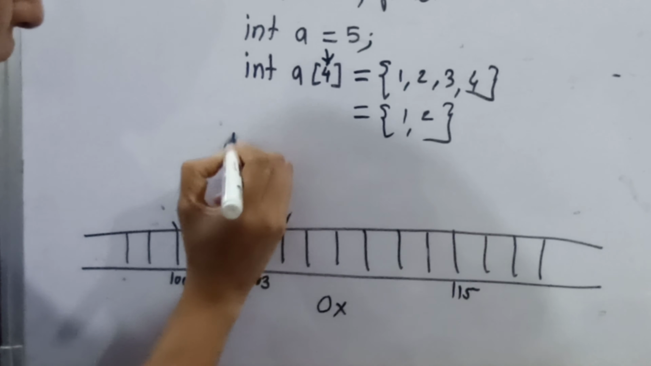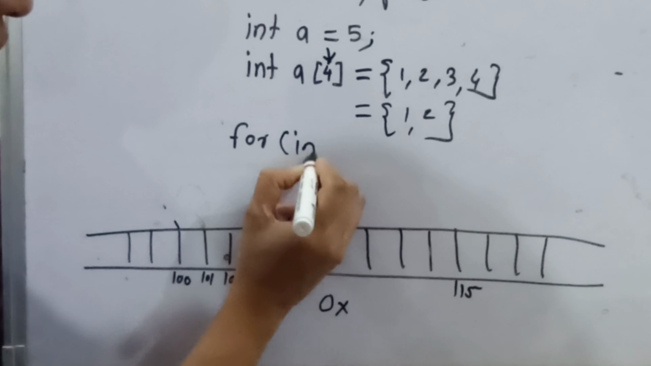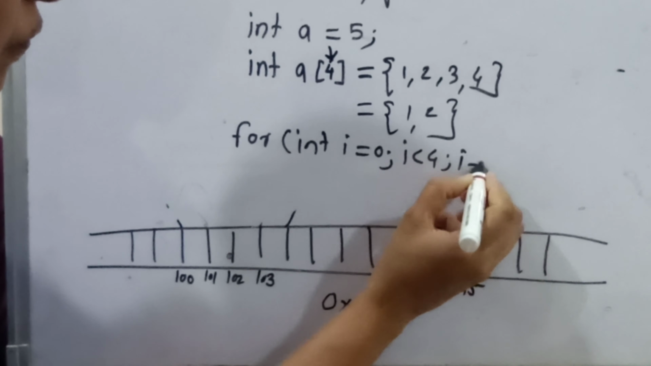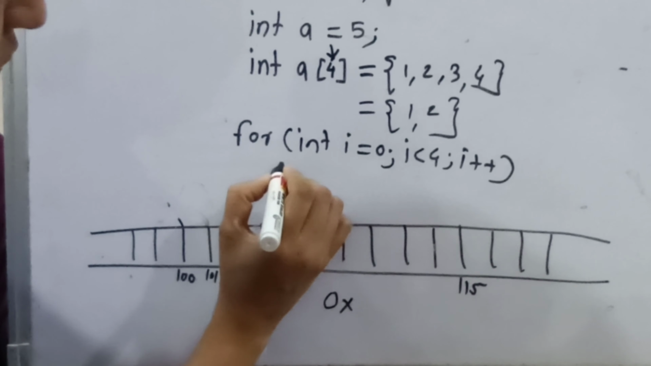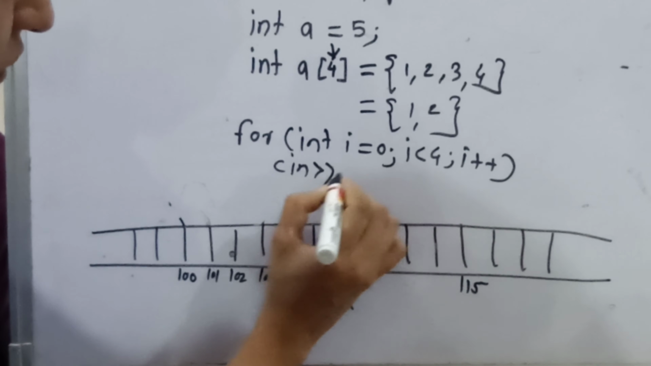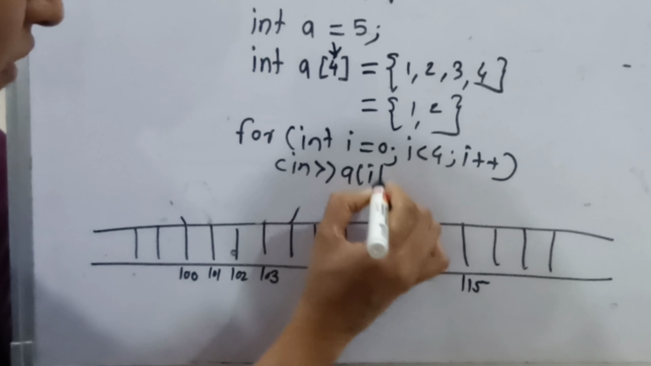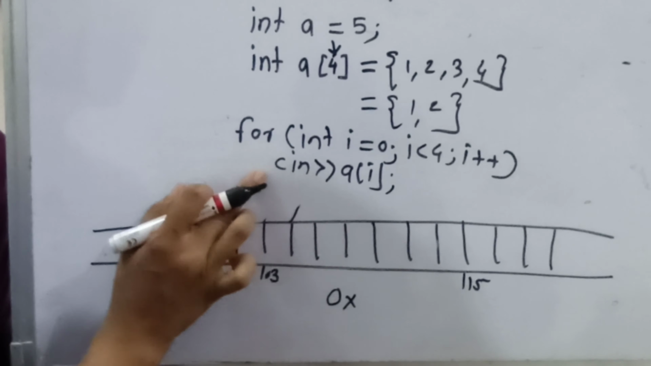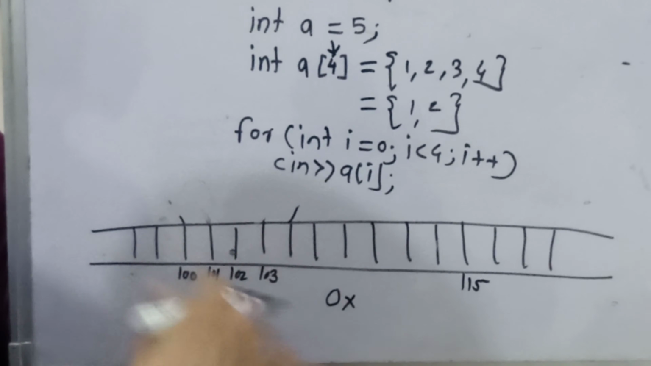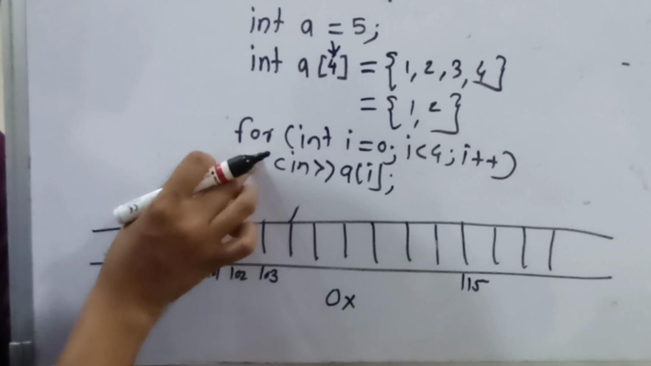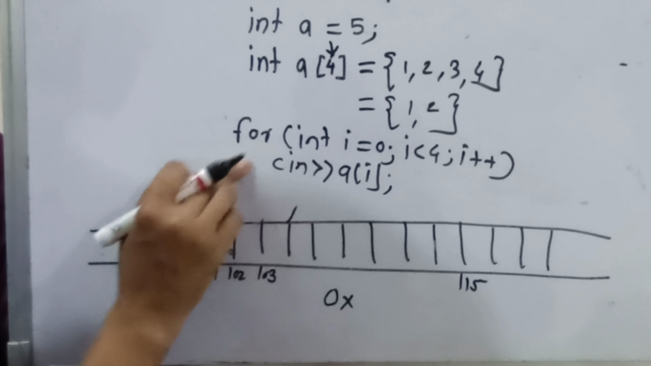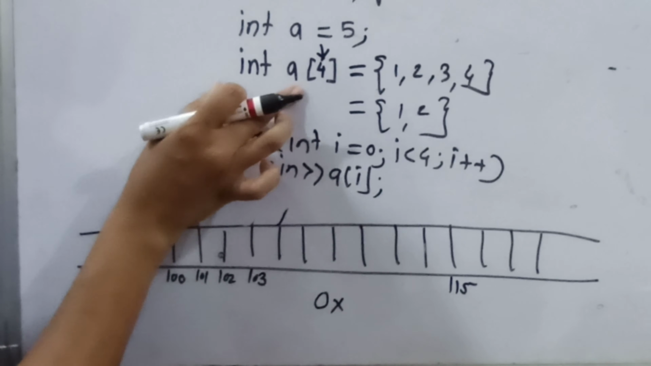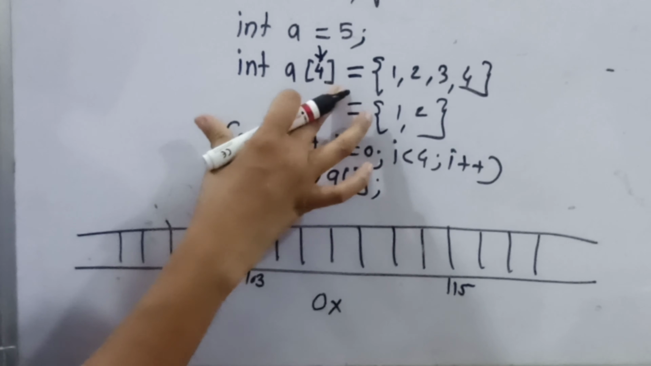So the C++ code will be like this. Suppose int i = 0; i < 4; i++, and then we can write cin, and the array name, that is a[i]. So by using this we can accept the 4 values from the user. This is accepting values from the user at runtime, and this is where we initialized the values at compile time. So this is the array declaration and array initialization.